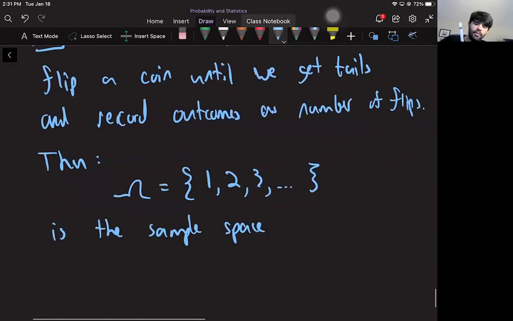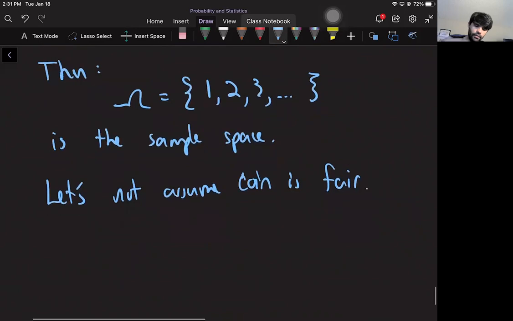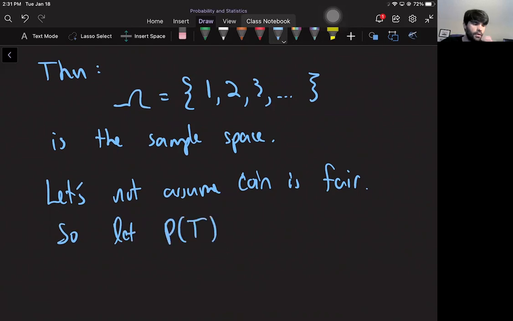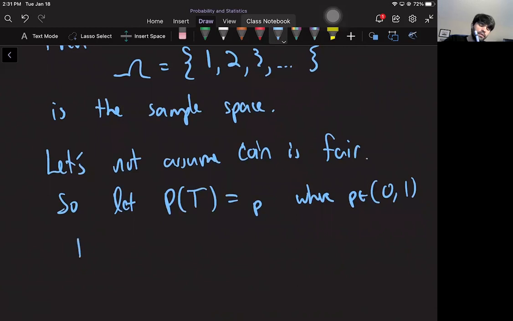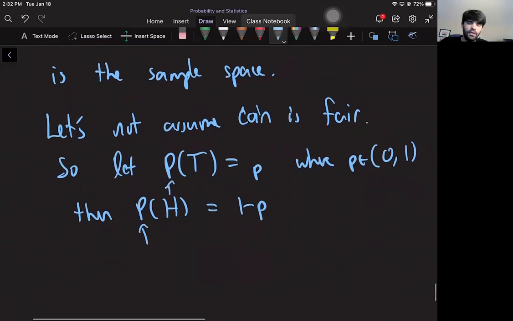And then let's think about a probability function on this sample space, but let's not assume it's a fair coin. So we're just going to assume that the probability of getting a tails for this coin, instead of saying it's 1/2 automatically, let's just say it's some number p, where p is in between 0 and 1. So then what's the probability of getting a heads? Well, it has to automatically be 1 minus p, because it is a coin, there's only 2 options. So just keep that in mind. So this p is not the probability function that we're gonna get. This is just the probability function for just flipping a coin once.